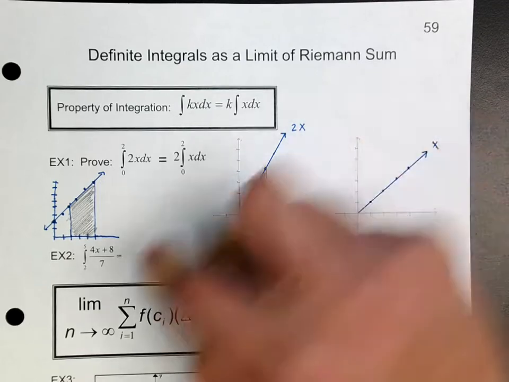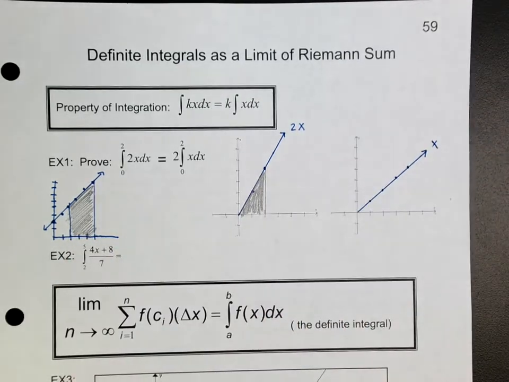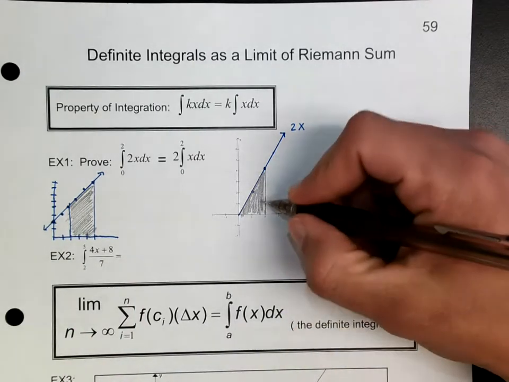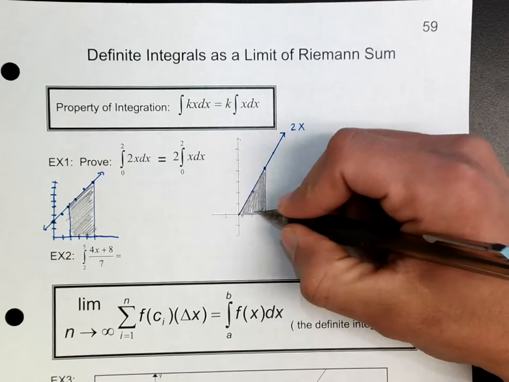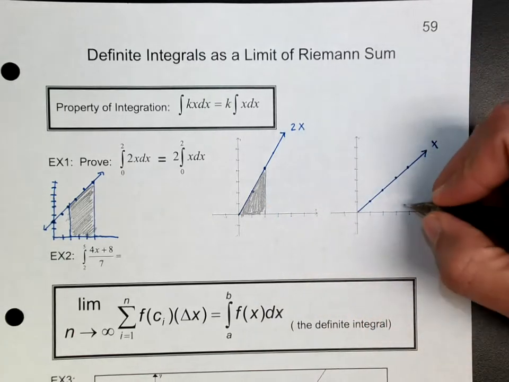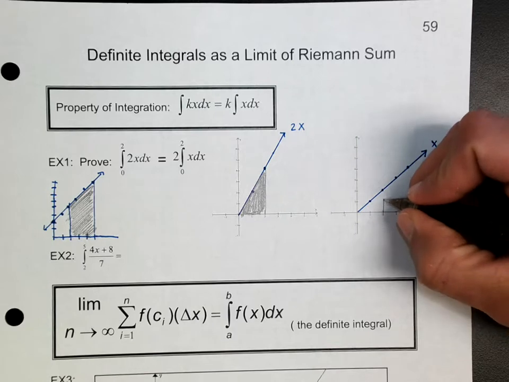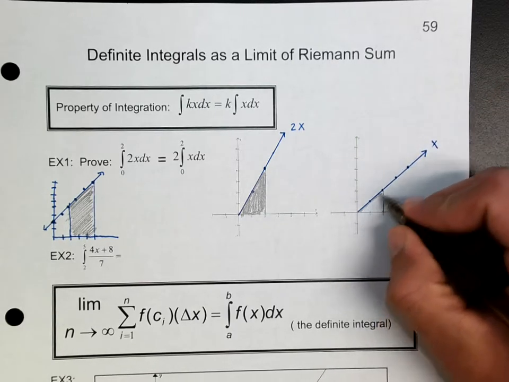by the way, you can wait on this graph. You don't even have to do this graph if you don't want to. It's just a representation of what's going to happen with this example. So we're going to find the area of this and find the area of also this.